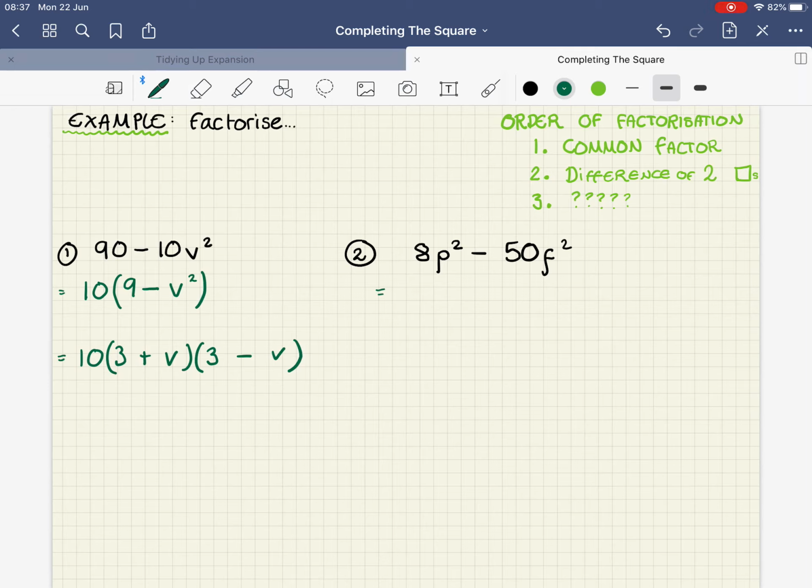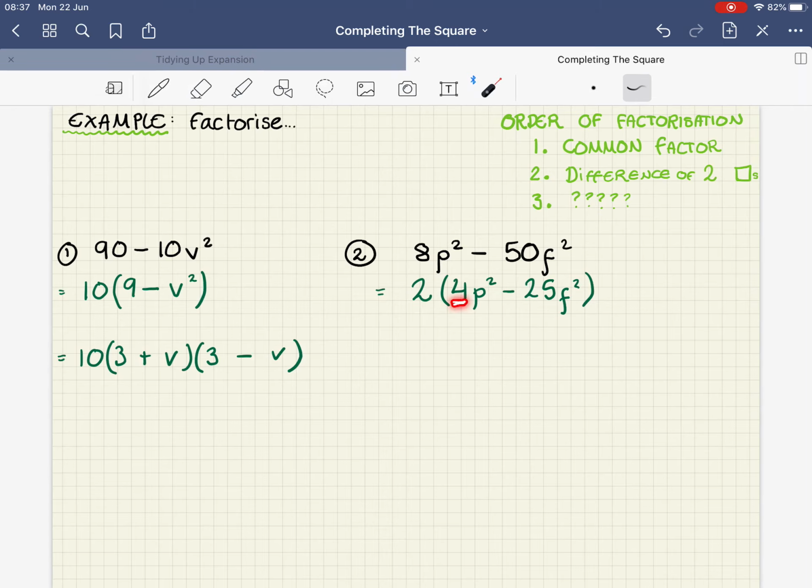One last one. So I've got 8p squared minus 50f squared. So the common factor there is 2. I can divide them both by 2 because they're even. And it's the highest one. Nothing else will go into it. So I'm going to have 2 on the outside. 8 divided by 2 is 4. So it's going to be 4p squared. 50 divided by 2 is 25. That'll be 25f squared. Then again, I look at each thing individually for checking.